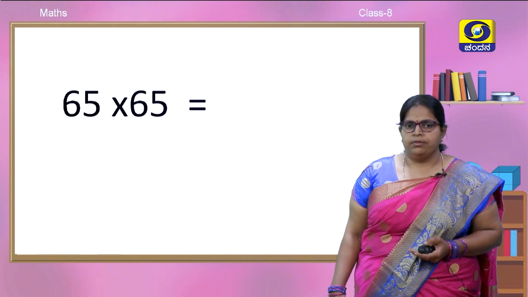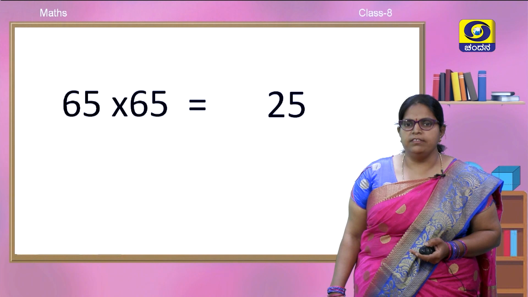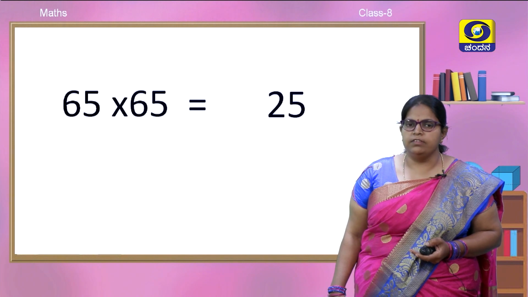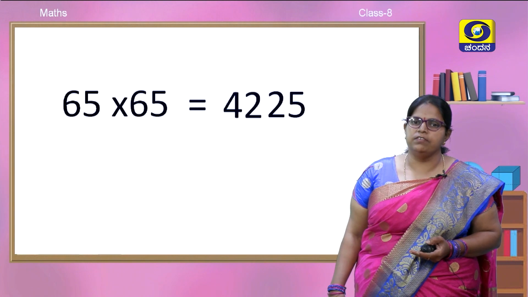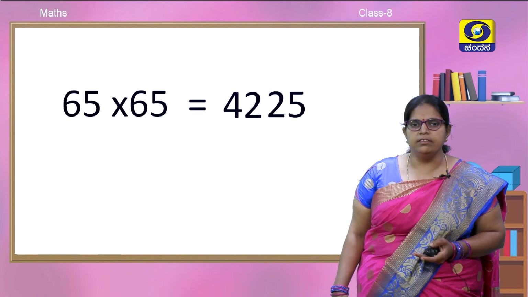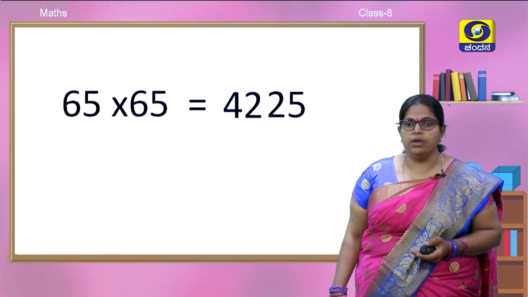Try these. Yes, you are right. 5 5s are 25 and you have 6 in the tens place. 6 and the next number is 7. Therefore, 6 sevens are 42. The answer is 4225.